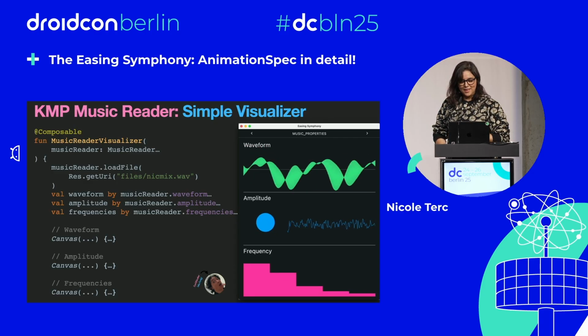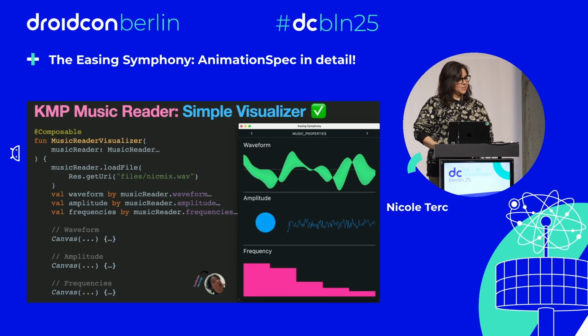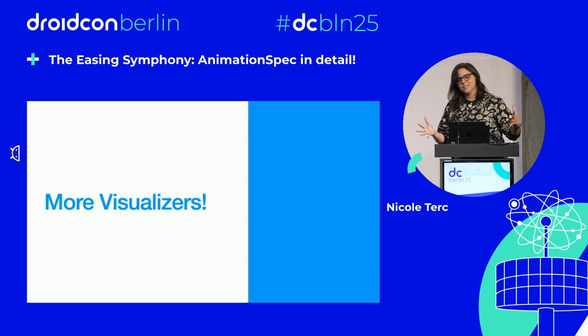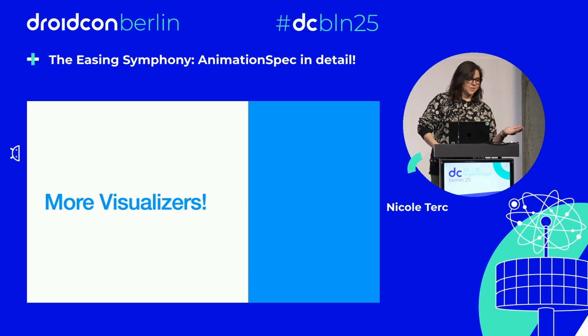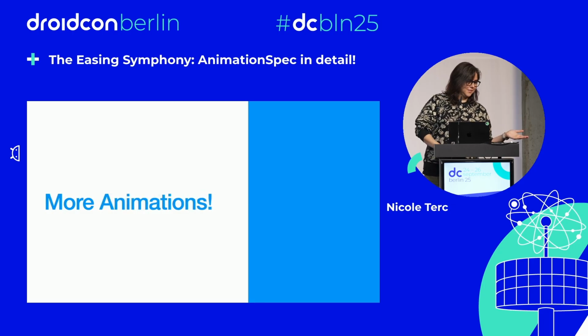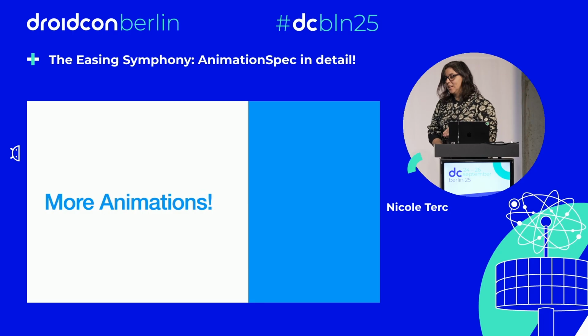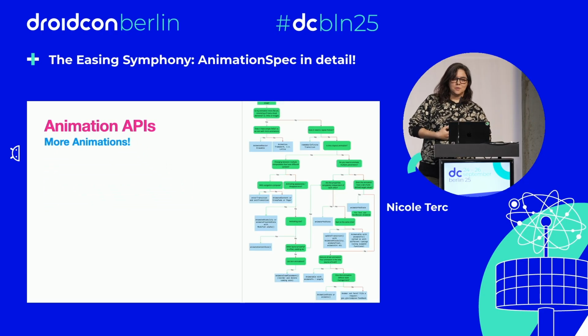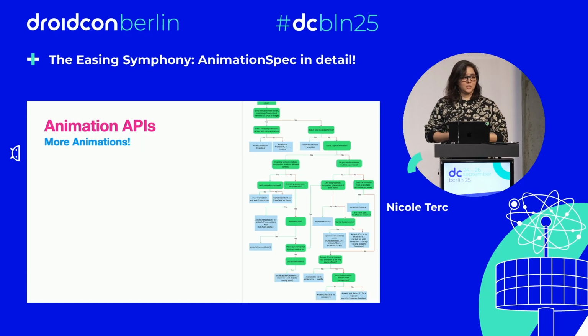But with this out of the way, I think we're done with simple visualizers. Let's go to something more chunky. Let's create more visualizers. And when I talk about more visualizers, I'm of course talking about more animations. And when I talk about more animations, I'm of course referring to using some animation APIs. There are a lot of them. They can be a bit daunting, but don't worry.